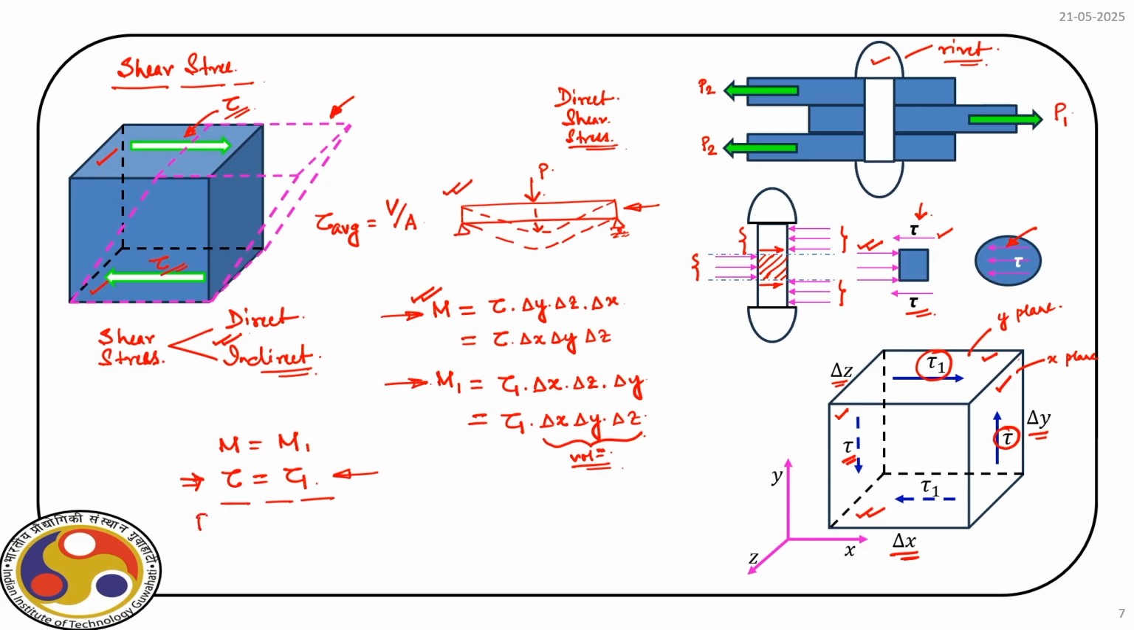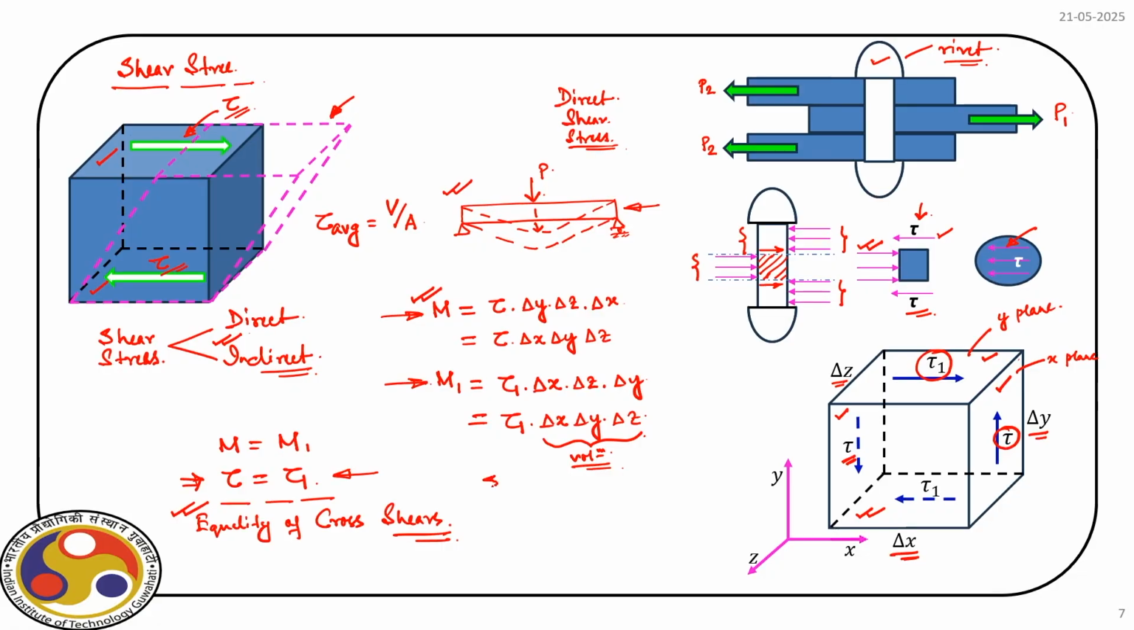This is called equality of cross shears. Very important property. We have to keep in mind that cross shears, in this case tau and tau 1, are equal. Now, for shear stress also we have to define the sign convention. Remember, in case of axial stress it was tension positive, compression negative. The question is, what is the sign convention in case of shear stress?